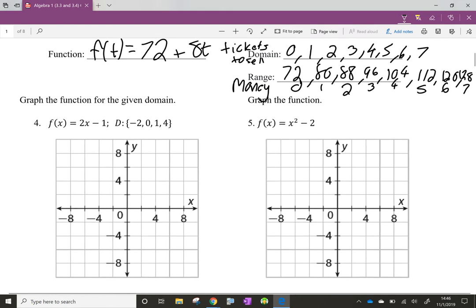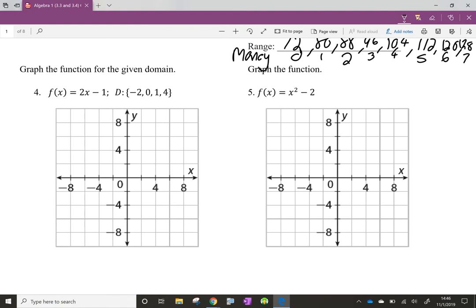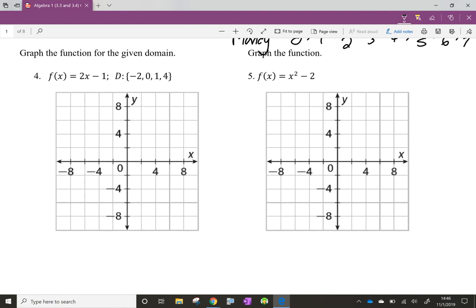All right, now number 4, graphing the function. So we have a function that's 2x minus 1, and here's our domain. The thing to keep in mind is that the domain is our x values. So what that means is that we will plug these numbers in for x. We'll start with -2. What I really encourage you to do is make a table so that you understand what your ordered pairs are.